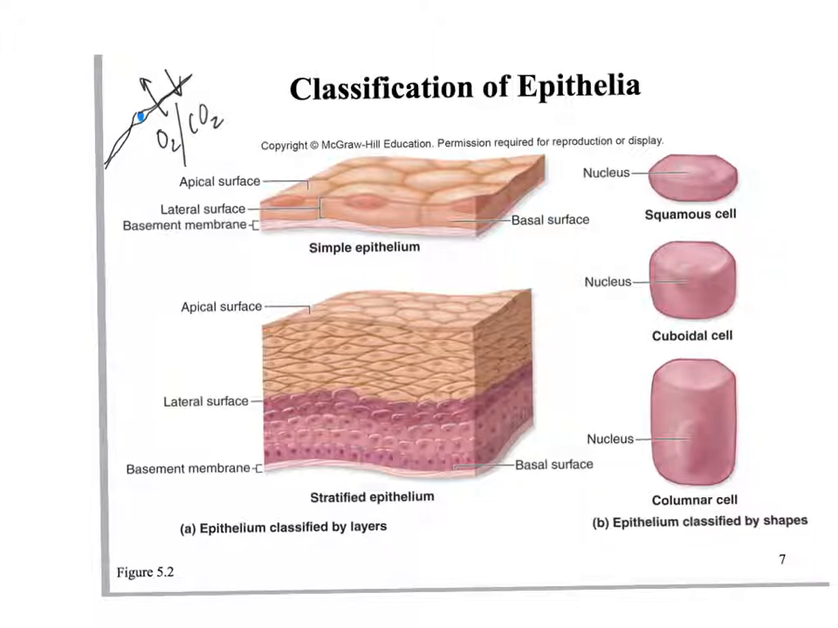And then finally you have columnar cells, which look like shoe boxes, or they look rectangular. They have greater height than they are wide, and they have a little bit more selective permeability. You find them lining the small intestine. So the columnar are like the most selectively permeable? Yeah, they're the most selective.